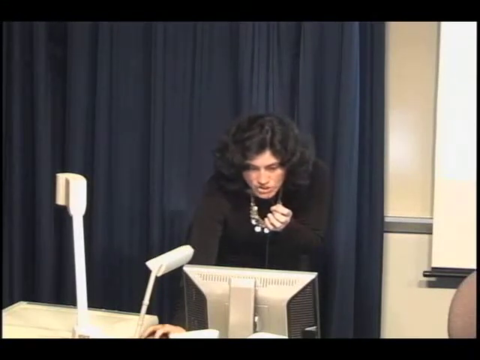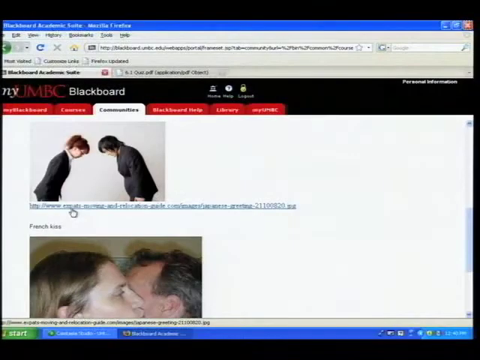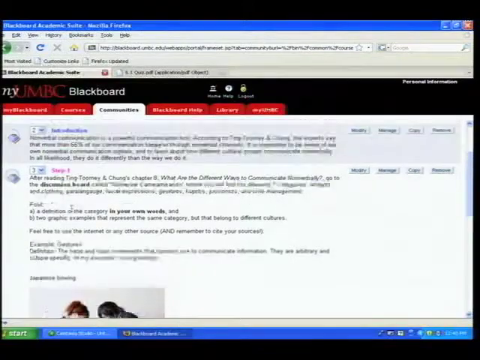So I have my example. My category is gestures. This is my definition. And in my example, I'm using greetings. So this is what the student would write. This is an example for them. So I have Japanese bowing, and then I have French kissing, so different types of greeting. So pretty much that's that.